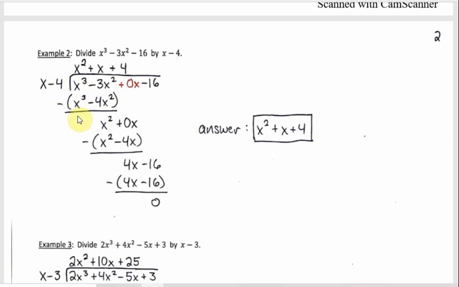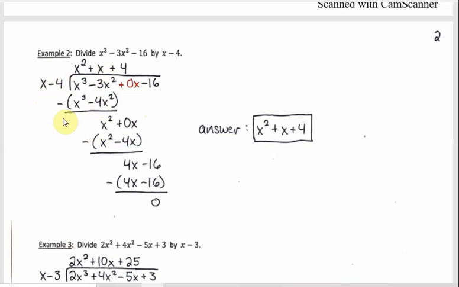So x cubed minus x cubed, 0. And then minus 3x squared minus a negative 4x squared, same thing as minus 3x squared plus 4x squared. You would get 1x squared, just x squared, right? And then we're going to bring down the next term, which is 0x. And then we have to figure out, what do you multiply x by to get x squared? Another x. So that's this x up here.